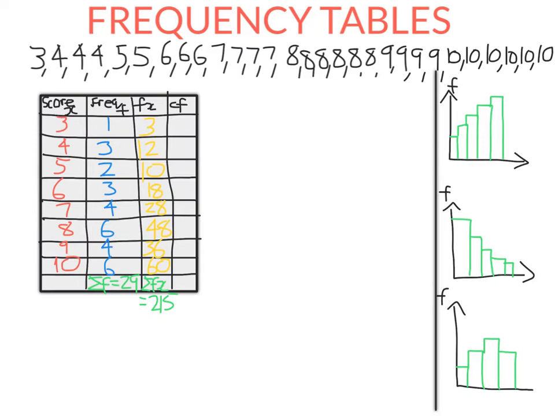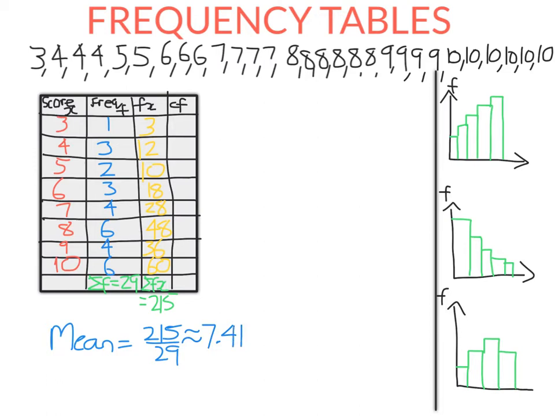If I wanted to calculate the mean of this data, remember the mean is all of the scores added up divided by how many there are. So it's just this number divided by this number, which makes it very simple. Here the mean is about 7.41.